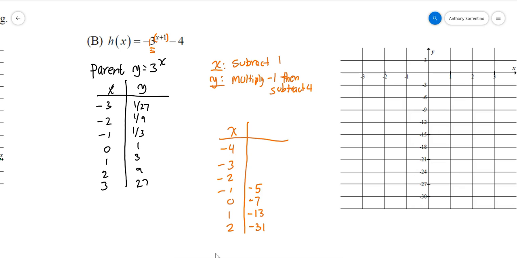-1 times a third is a -1/3, which gives, when I subtract 4, -4.3 repeating. -1 times 1/9 is -1/9. Subtract 4, I'm going to get -4.1 repeating. And -1 times 1/27 is a -1/27. And that's going to give me about -4.037 repeating.